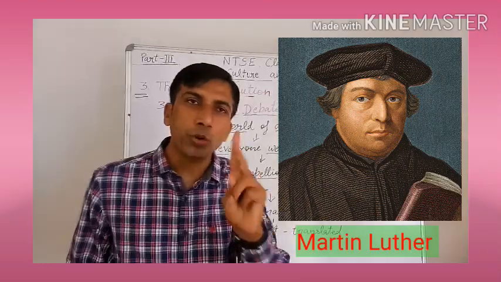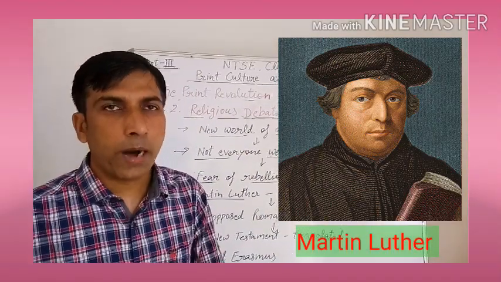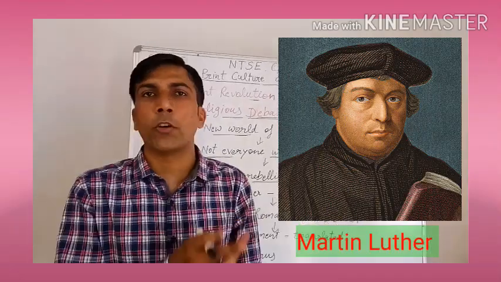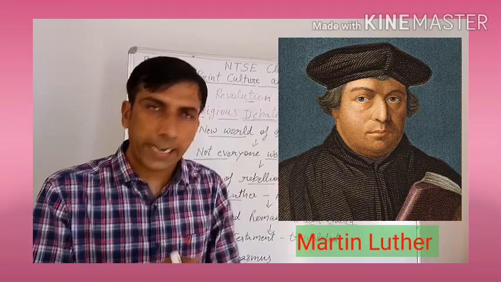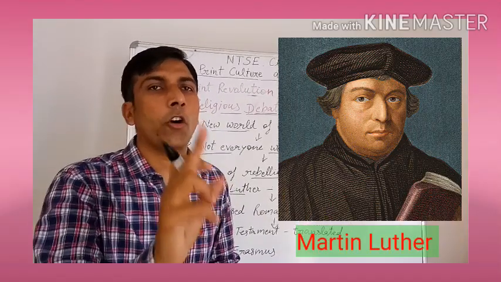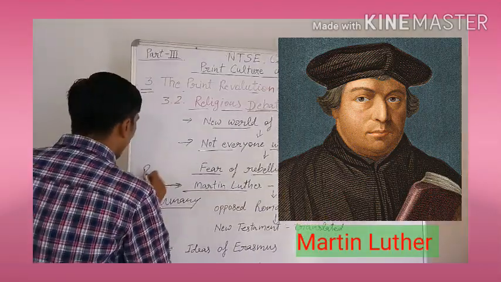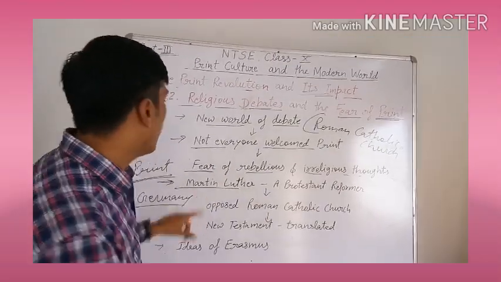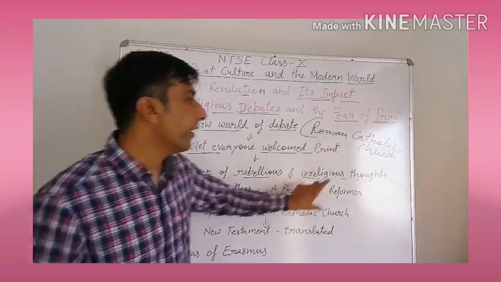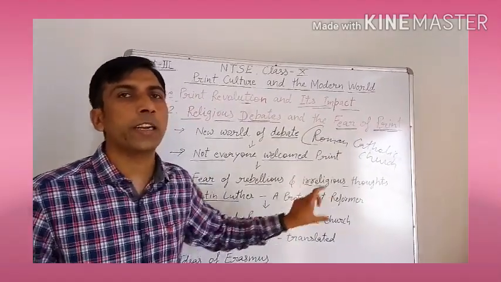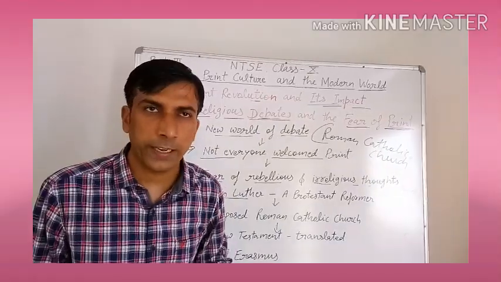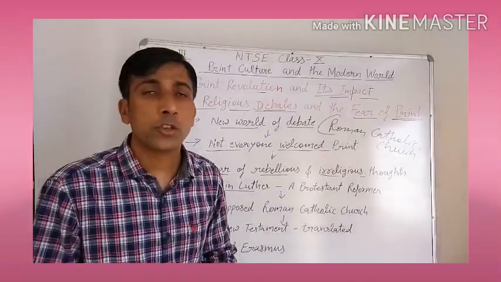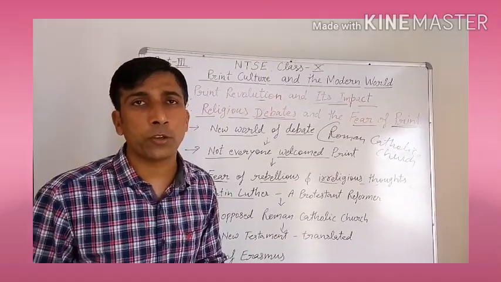You have to remember two things about Martin Luther. Martin Luther was a Protestant reformer, number one, because he was not in favor of the Catholic Church. Clear? Second thing, he was in favor of print. He was in favor of print culture or printed technology. Let's discuss. Martin Luther was a Protestant reformer because he opposed the ideas of the Roman Catholic Church. He did not believe in some ideas spread by the Roman Catholic Church.